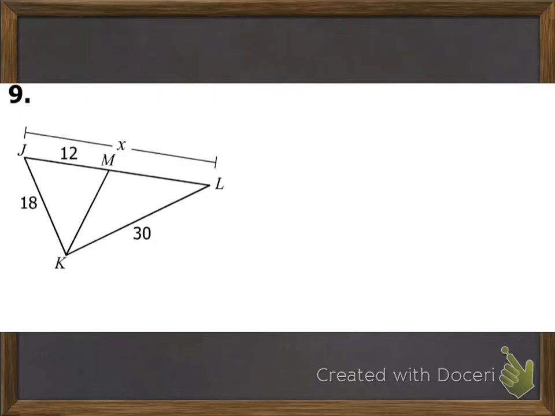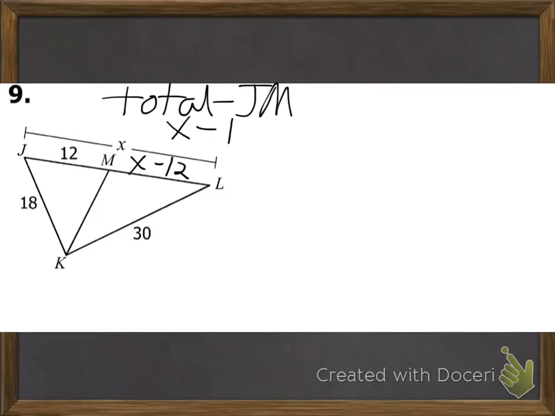What you're going to do is x minus 12 right there for side LM. The reason the 12 doesn't go first is because you want to do the total minus one of the little sides, so in this case, JM. That's why it's going to be x minus 12. Okay? Now we can still set up our proportion here.